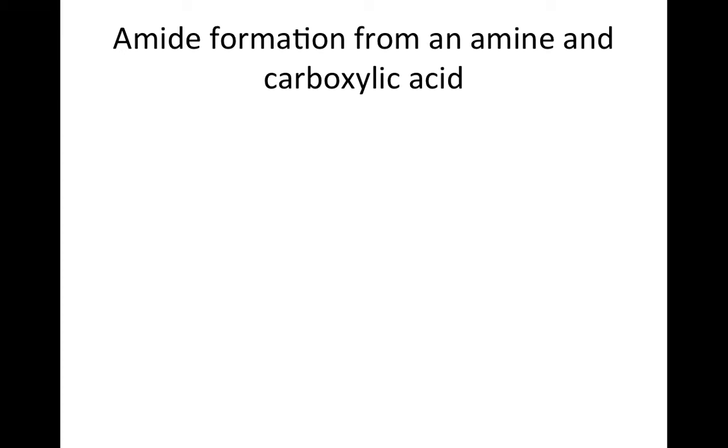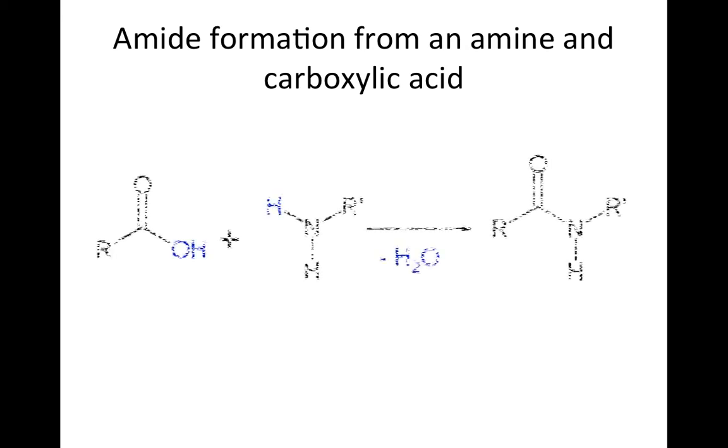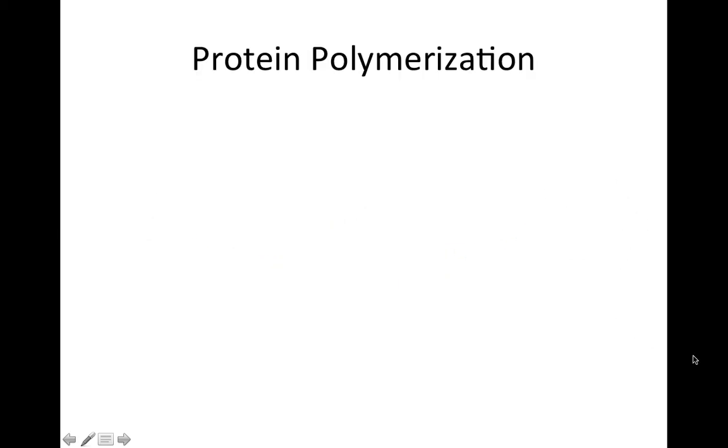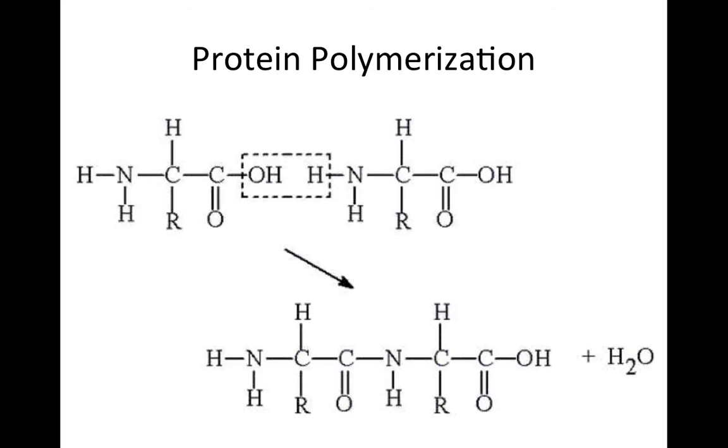So, an amide formation from an amine and a carboxylic acid group. This again has to do with biology. So we take a carboxylic group and an amine group, and these again form water to make this polymer here. Protein polymerization, which is really important obviously to our bodies. We need protein for lots of different things. This is how it's done.